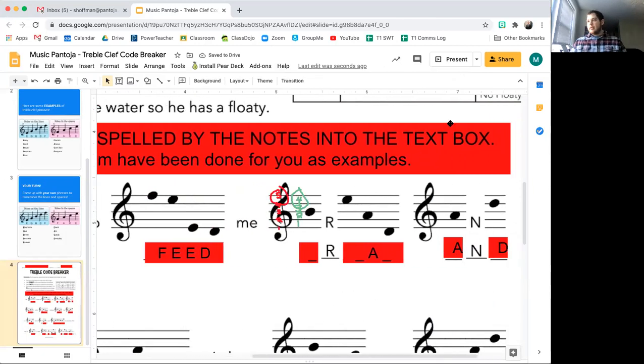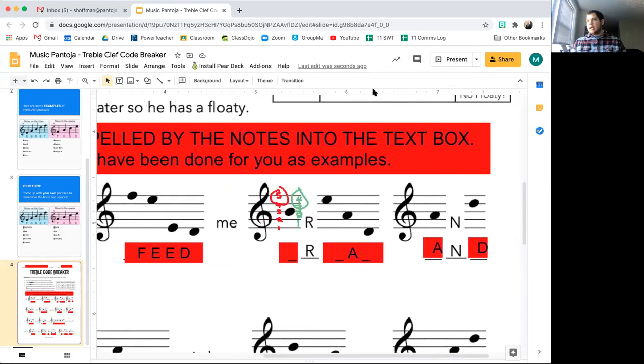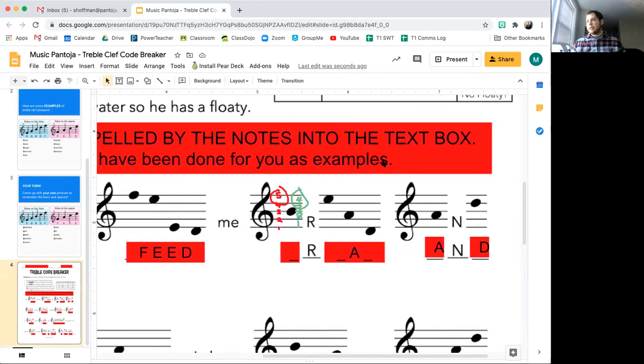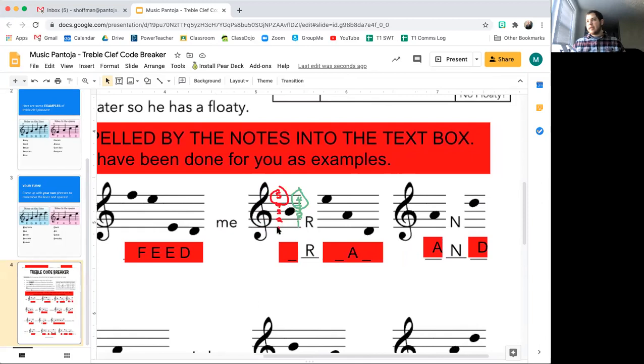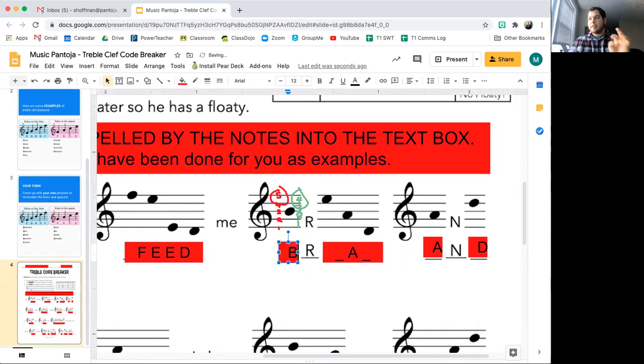Let's keep it going. This note here, is it a line or a space? It's a line note because there's a line going through it. It's a little bit hard to see in this case, but yes, there's a line going through it. And which line is it? Well, let's count up from the bottom: 1, 2, 3. It's the third line. Every good burger. Burger starts with B, so this letter is B.